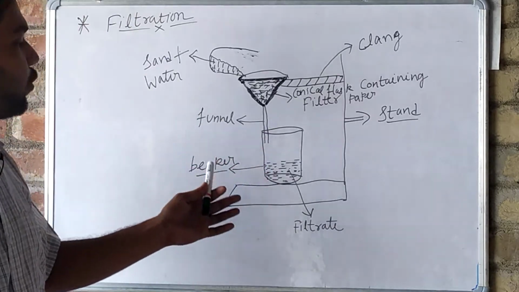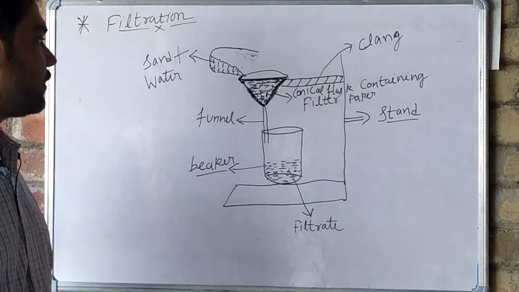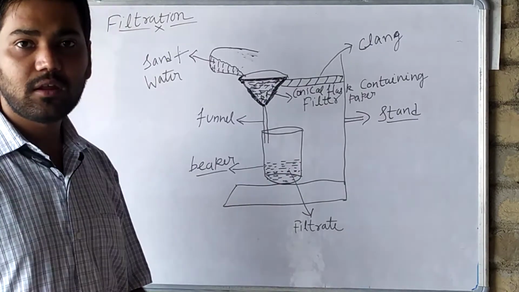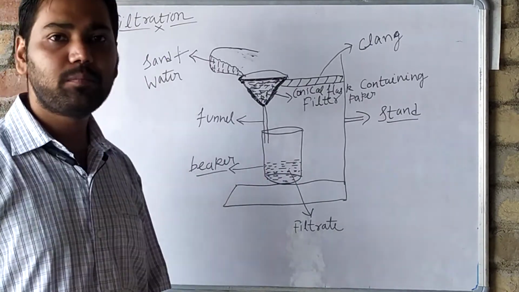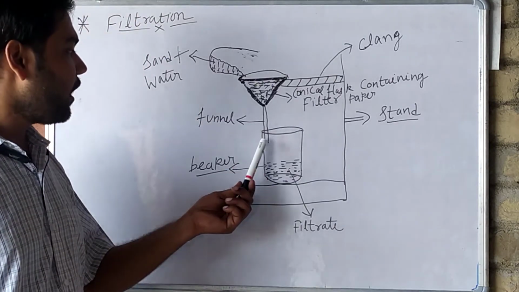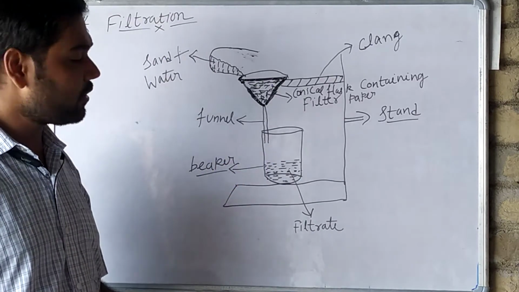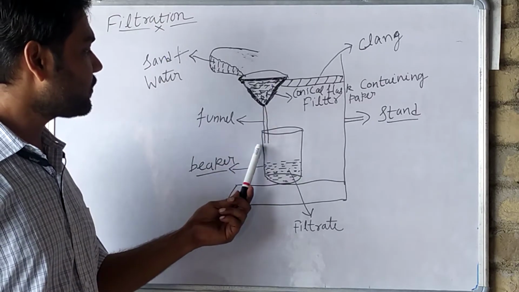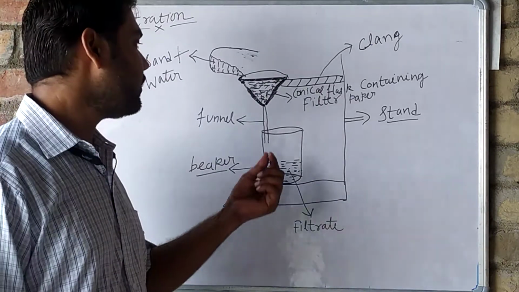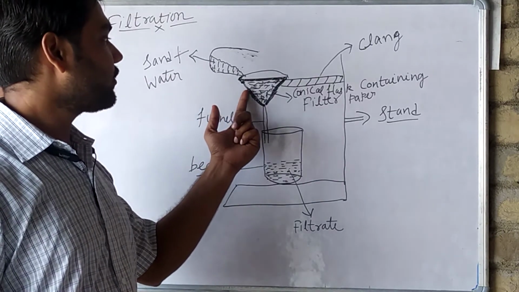This is the whole setup I have drawn here. Let me explain the setup first. This is a stand, and on this stand a beaker is placed. A funnel is placed, just attached to the boundary of the beaker, having a conical flask.